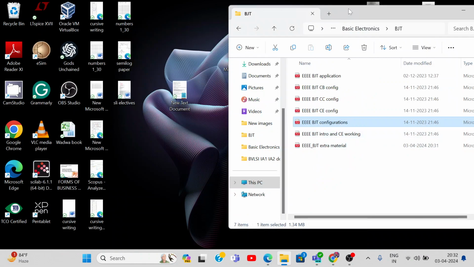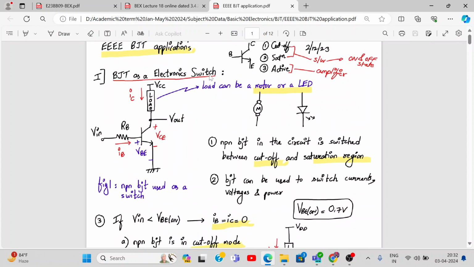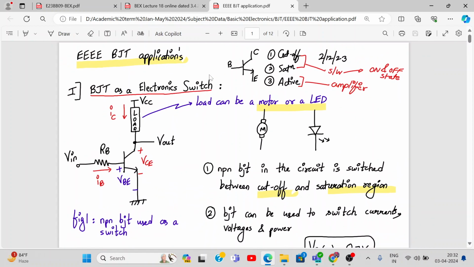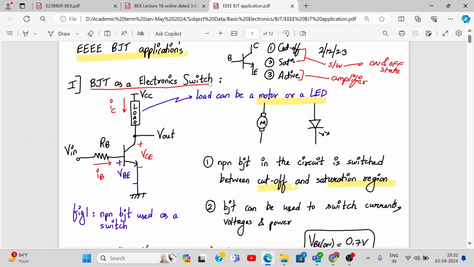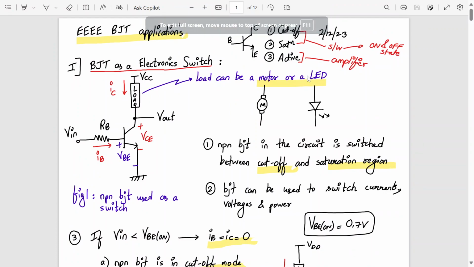Now we go to application part. Abhi right now we don't have much time for it, but I'll explain you in brief. BJT as an electronic switch, we can operate it either in the cutoff mode or in the saturation mode. Whenever it is in the cutoff mode, it is in the open circuit mode, so ऐसे open circuit switch. Whenever it is saturation, it behaves as a closed switch. That much only you have to remember.